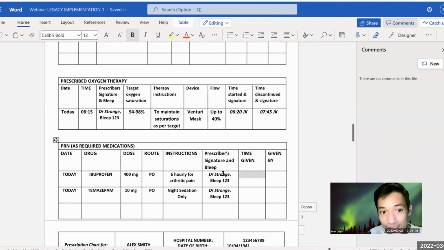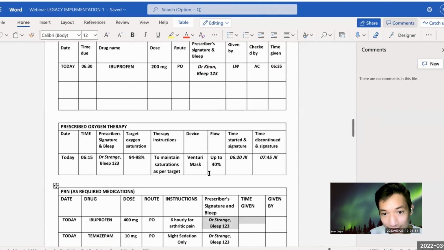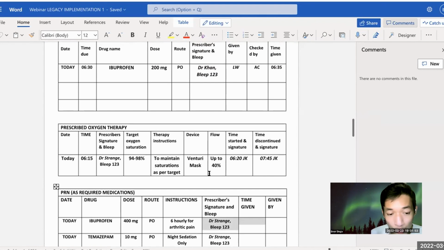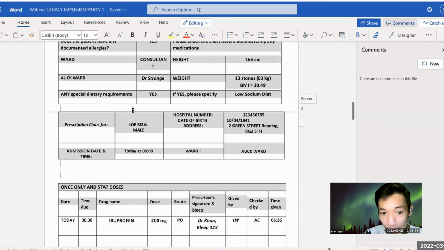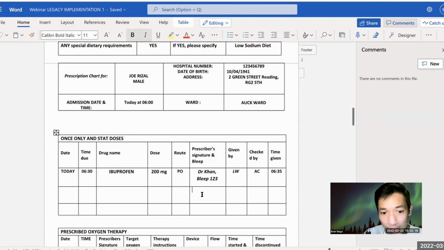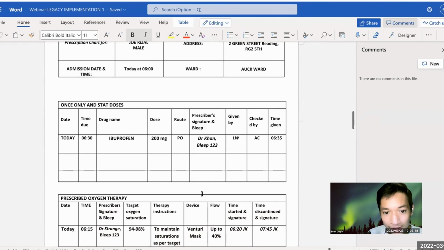You go back to your stat dose, make sure that there is nothing written there, and no duplication of the medication. And then before giving your PRN, you have to check the remainder of her drug chart. Okay, so that is your technique when you're offering or giving your PRN. So check the PRN. If it's a correct prescription, go back to your once-only stat doses medication. Check if it was given a while ago or a couple of hours ago. If not, check the remainder of your drug chart.